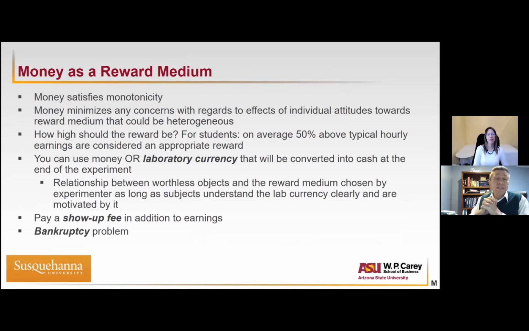So, money as a reward medium. If you're using induced values, usually you are saying something is worth a particular amount of money. The nice part about that is it satisfies monotonicity: more is better. There is a really good question about how big the rewards should be. This applies both to induced values, if you're doing that, but also more generally, because many of you may never do an induced value experiment, but you have to pay people participation fees. So 50% above a typical hourly rate might be a good amount for the students to induce them to show up for an hour or so.